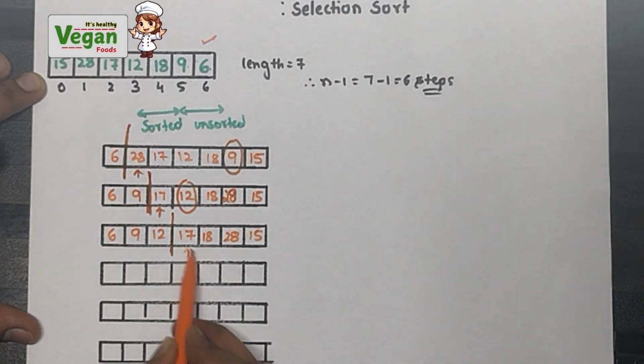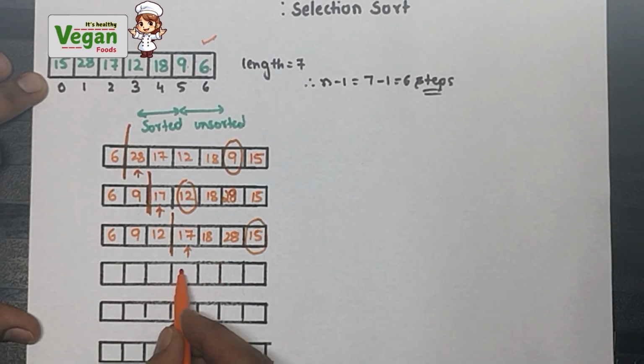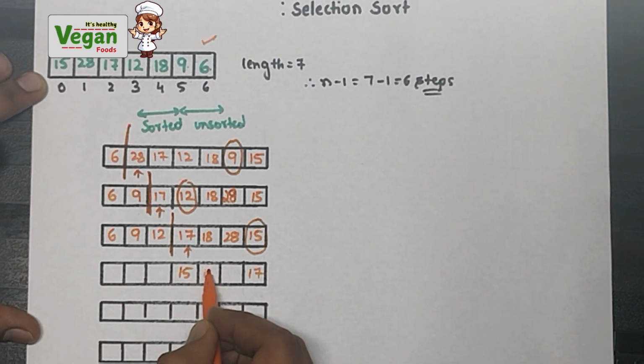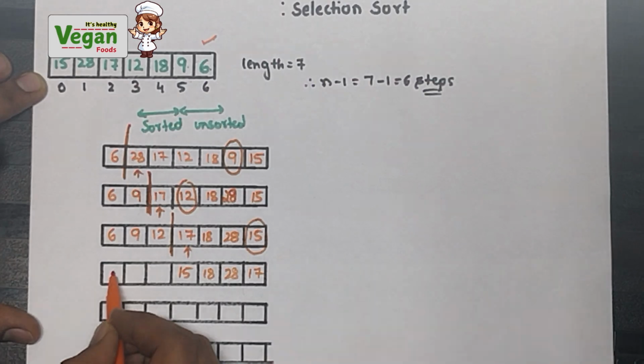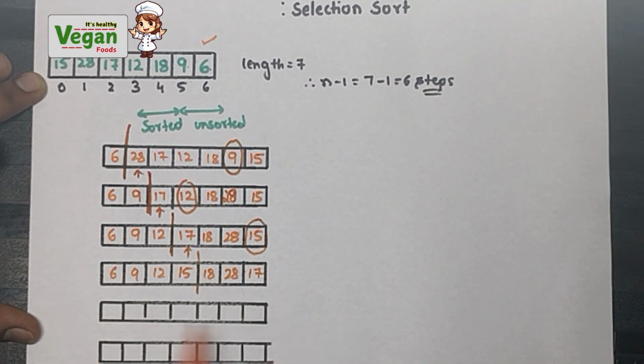Now the first element is this one. The smallest element in the unsorted sublist is 15. So 15 will be swapped with 17 and 17 will go to 15's place. All other elements are the same. Now my sorted sublist has come up to here.